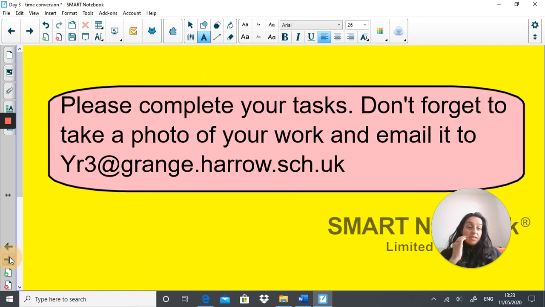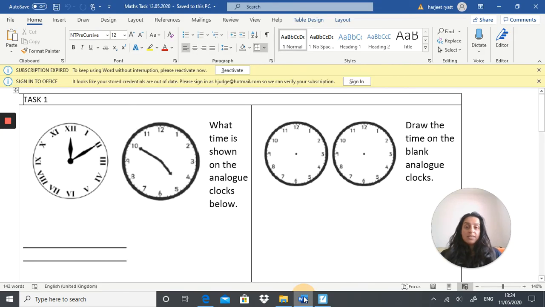So now the time has come for you to complete your task. And as I remind you every single day, and so many of you do this, which is amazing, don't forget to take a photograph of your work and email it to me at year3@grange.harrow.sch.uk. Now, to find your task, you need to go onto the Grange website, click onto online learning, click onto year 3, and the math task for today will be titled Math Task 13/05/2020. When you click onto that link, you'll come up with this.